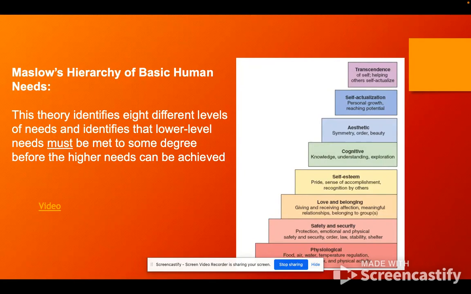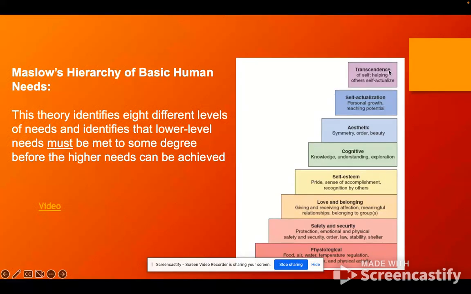So as we look at Maslow's hierarchy of basic human needs, this theory identifies 8 different levels of needs and identifies that lower level needs must be met to some degree before the higher needs can be met. So if you look at the bottom tier, physiological, food, air, water, temperature, physical activity, we must meet these goals based on Maslow's hierarchy of needs before we can start to meet these goals as they move up the pyramid.